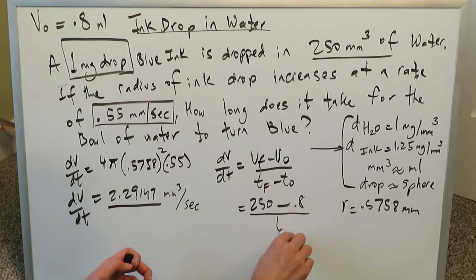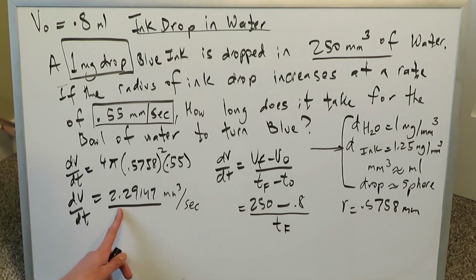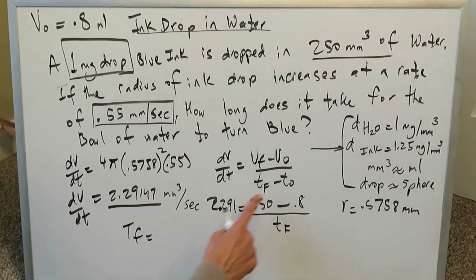The final time is exactly what we're looking for, and all of this is equal to rate of change in terms of the volume, which was 2.291. We'll eliminate some of these other digits, 2.291. Now you just have to solve for tF, and that's easy. 250 minus 0.8 divided by 2.291, and we'll get our value. And we find out that it takes 108.77 seconds for this procedure.